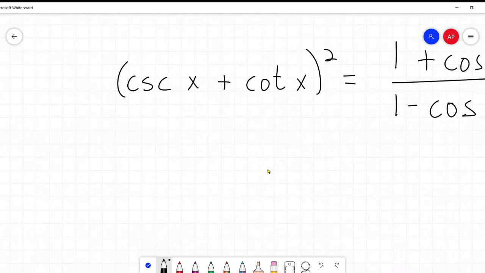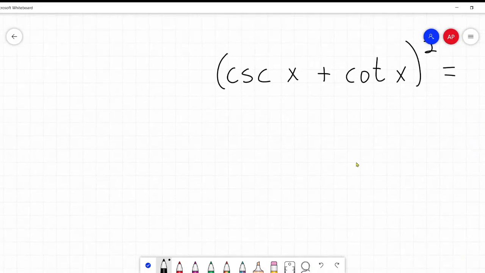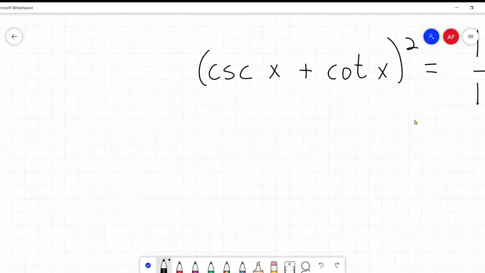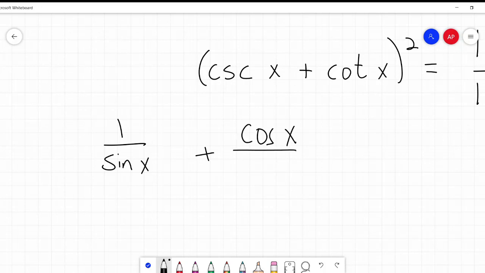I'm going to scoot this over so I'm not really looking at that anymore. I'm just looking at this: cosecant x plus cotangent x, squared. All right, what is cosecant x in terms of sine? 1 over sine of x. Okay. What is cotangent x in terms of sine and cosine? It is cosine of x over sine of x. All of this is squared.